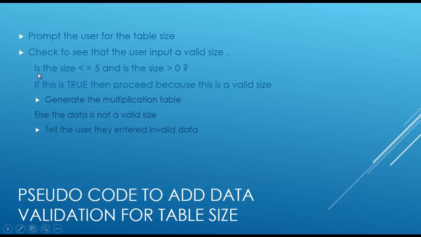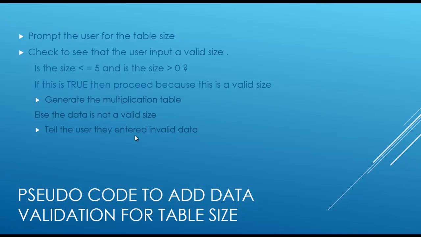So you're going to ask the question, is the size less than or equal to 5 and greater than 0? And if it is, then you're going to proceed and generate your multiplication table, which is code you already have working at this point. Else, it's not a valid size, it's negative, or it's 0, or you've got some great big number, and you're going to tell the user that they've entered invalid data. So that's the next step.